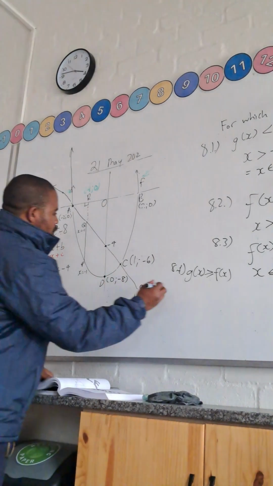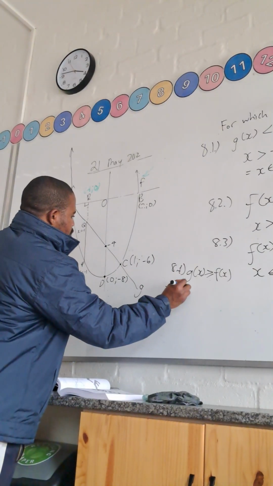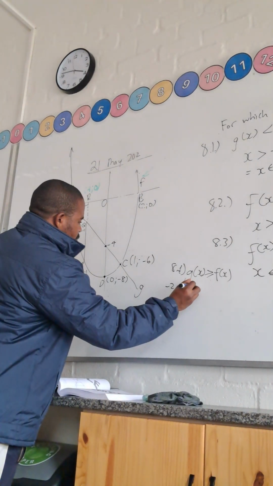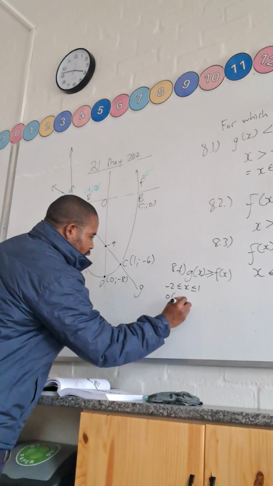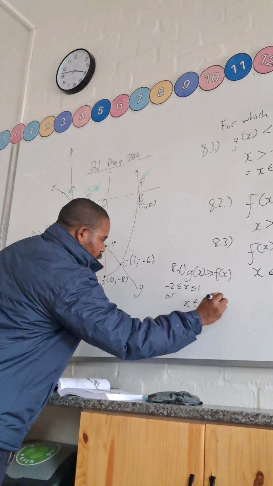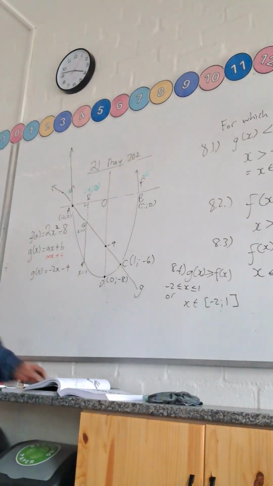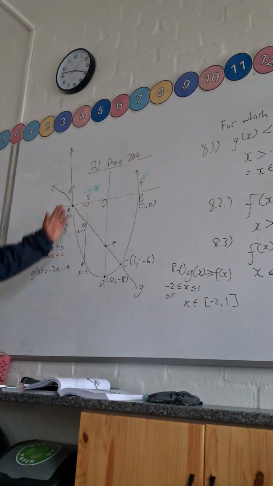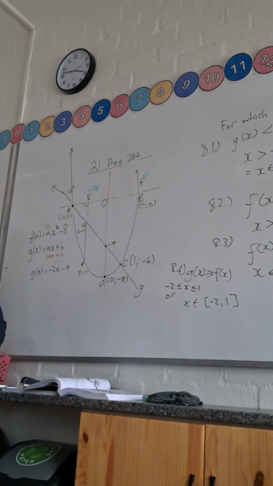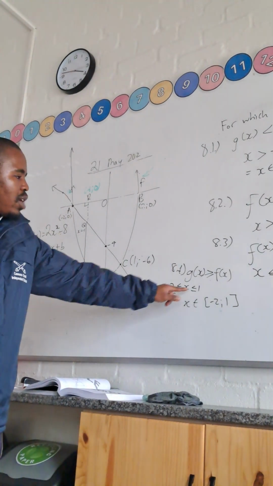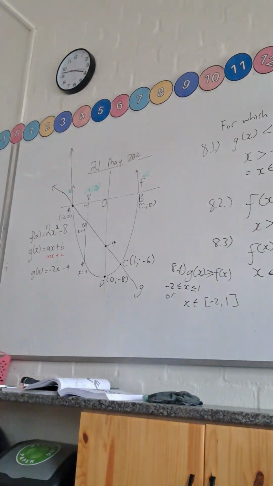So it means x is greater than negative 2, x is less than 1. Or we can write it like x is an element from negative 2 up until 1. It's between the x value of A and the x value of C. That's that region. You can write it that way or you can write it that way.